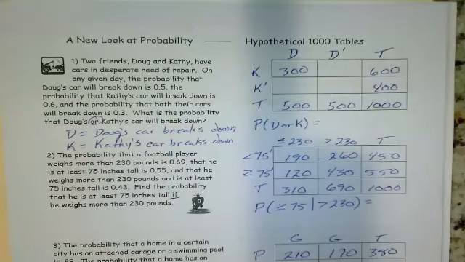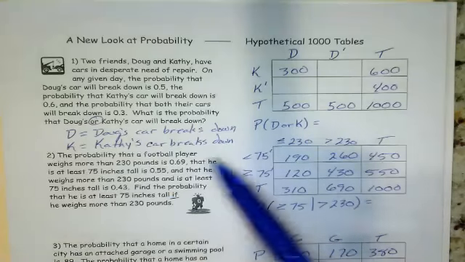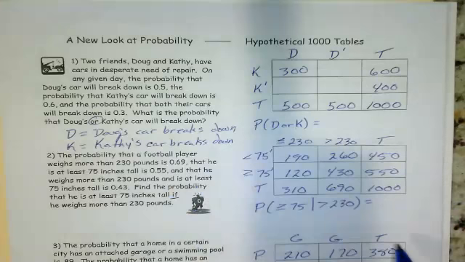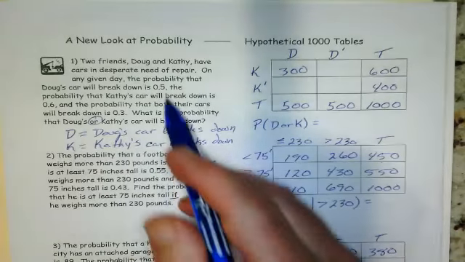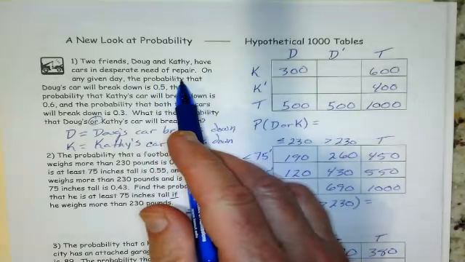Okay, we're going to use hypothetical thousands tables. A thousand tables is where we break everything down into parts of thousands. Like we're saying we have 1,000 people and we create this table to help us answer our questions. So here we go. Got Kathy and Doug, cars in need of desperate repair.